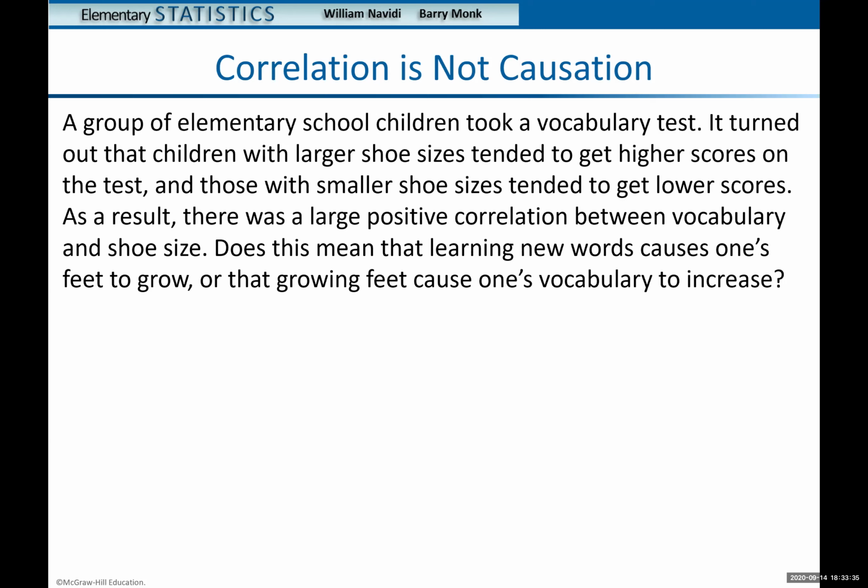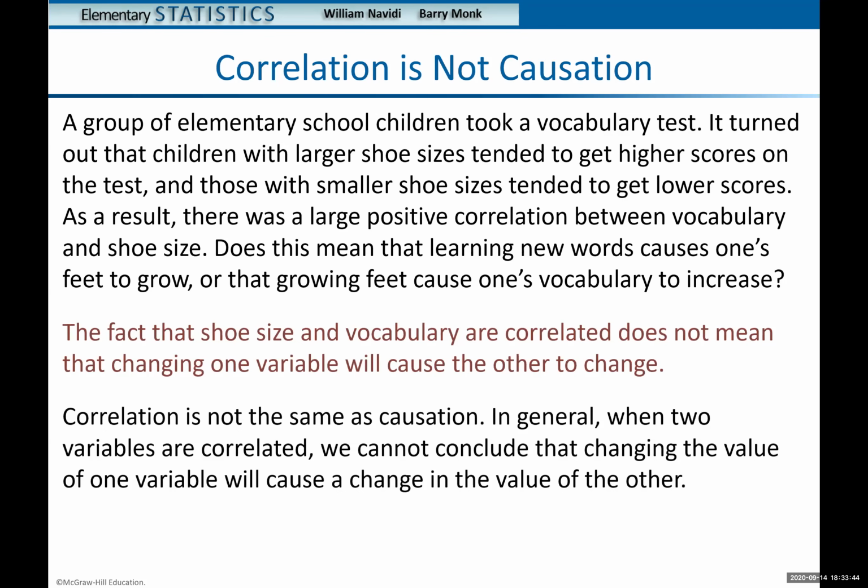Does this mean that learning new words causes one's feet to grow, or that growing feet cause one's vocabulary to increase? So the fact that shoe size and vocabulary are correlated does not mean that changing one variable will cause the other to change. So take note of this, copy this. Correlation is not the same as causation. So in general, when two variables are correlated, we cannot conclude that changing the value of one variable will cause a change in the value of the other.